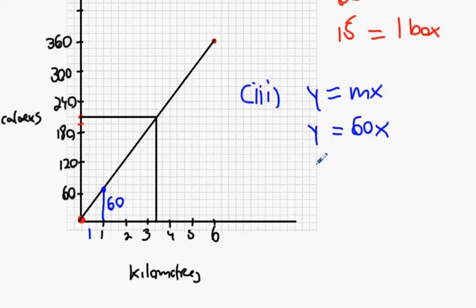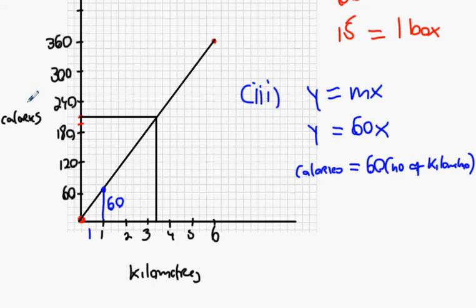Can anybody explain to me what does y actually mean? What is the y value in this graph? So the number of calories equals 60 multiplied by the number of kilometers you walk. The number of kilometers you walk multiplied by 60 gives you the amount of calories you burn. Does that make sense? Every kilometer you walk, multiply that by 60 and you get how many calories you burn.